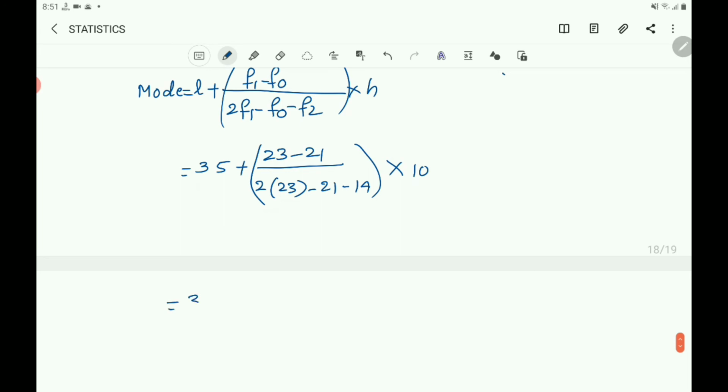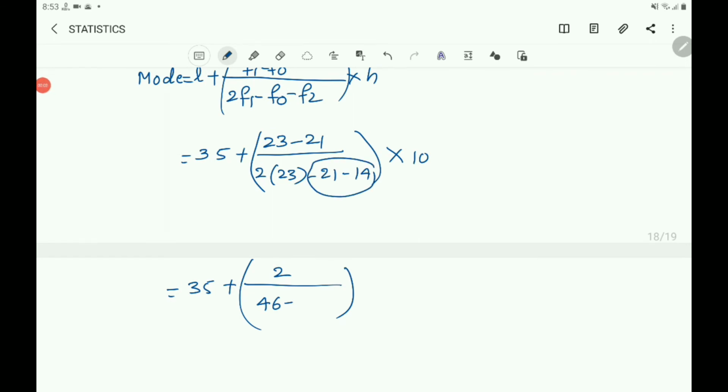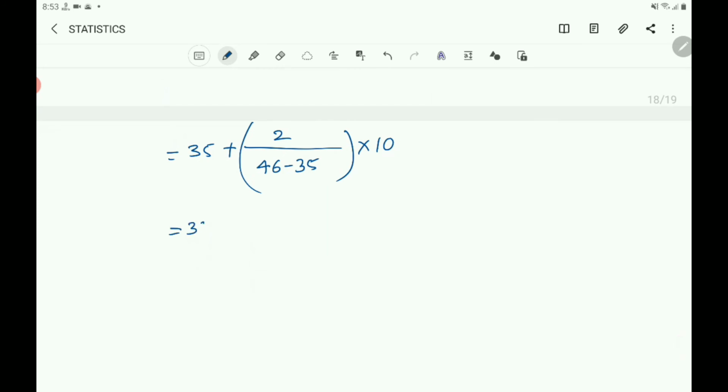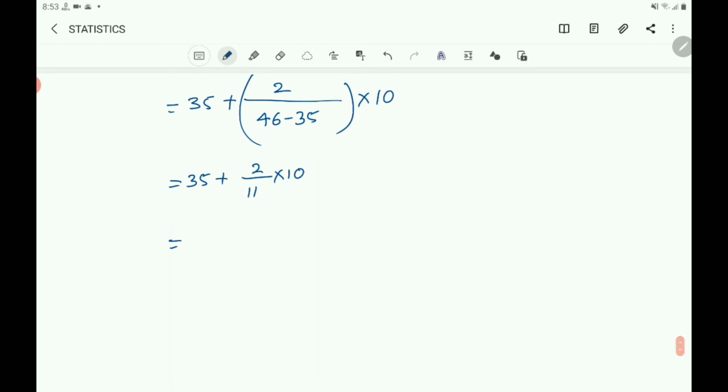Then you write 35 plus 23 minus 21 is 2 by 2 23s are 46. So you write 46. Then the sum of minus 21 and minus 14, add them, you will get minus 35, into 10. Then you will get mode equals 35 plus 2 by 46 minus 35 is 11 into 10. Then you will get 35 plus 2 tens are 20, 20 by 11. So you divide 20 by 11.